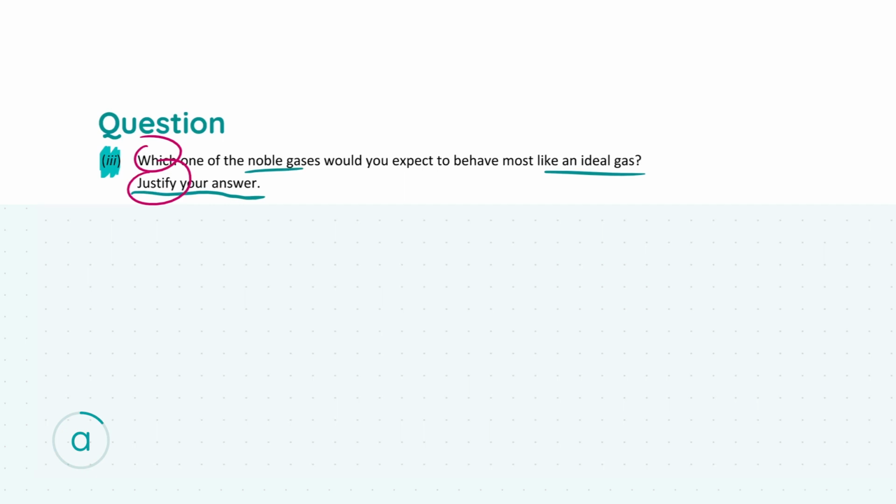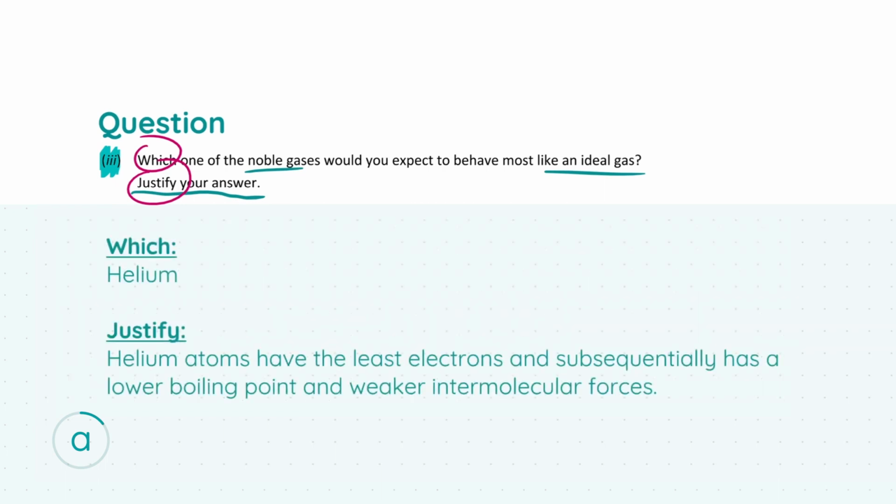So either way, it's important that you don't forget or leave out one of them. So let's have a look at our answer. The first thing we had to do was identify which of the noble gases we believe was the most like an ideal gas. In this case, the answer should be helium, or you can also write this as its symbol on the periodic table, which would be He.